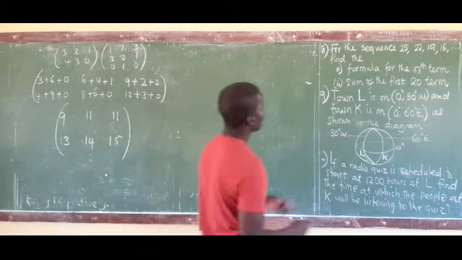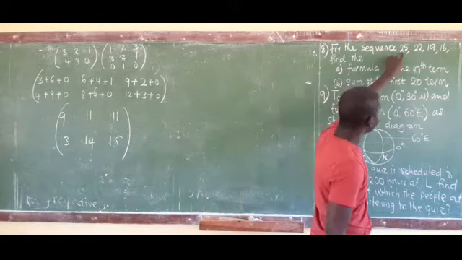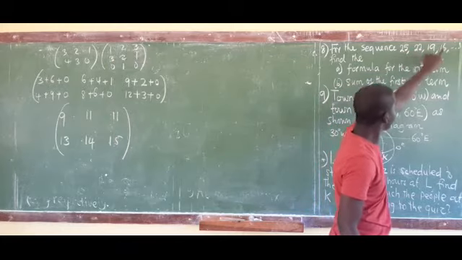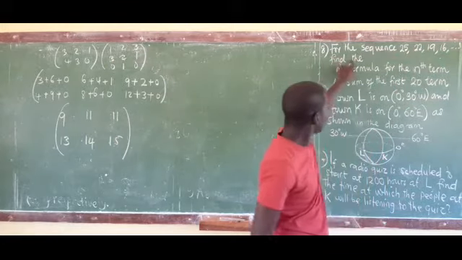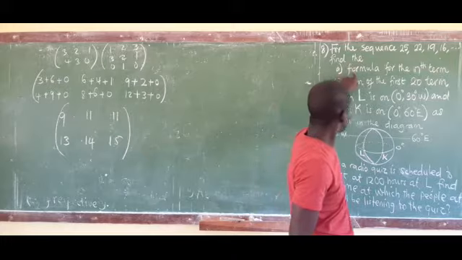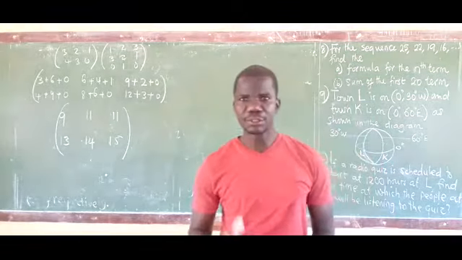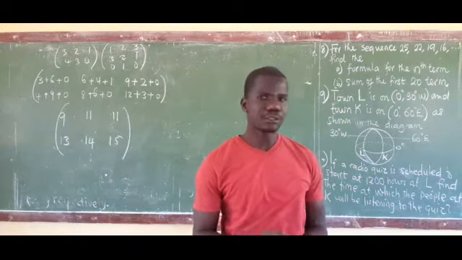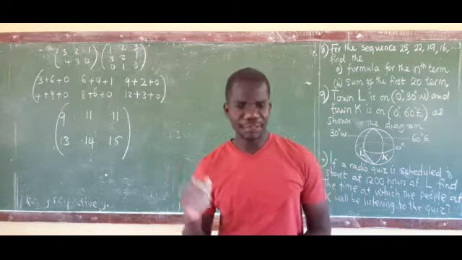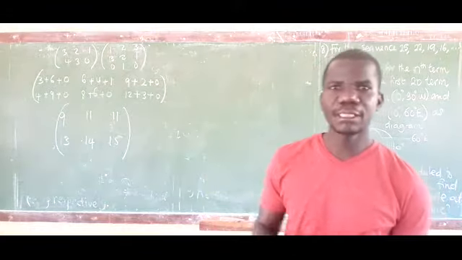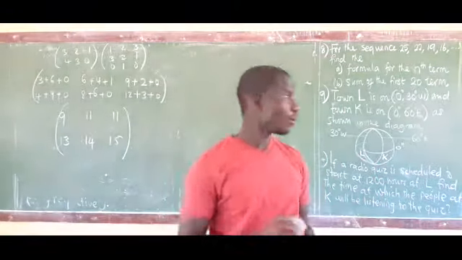Which reads, for the sequence 25, 22, 19, 16, find a formula for the nth term. So the first thing that we're supposed to do there is to find the common difference. The common difference is very important. We need to make sure that we find it. So how do we find the common difference?